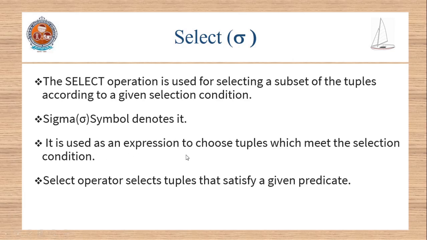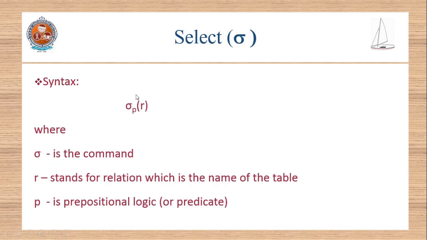It is used as an expression to choose tuples which meet the selection condition. That is what we said as predicate. The select operator selects tuples that satisfy the given predicate. The syntax is given in such a way that this is the operation or command select, called sigma.